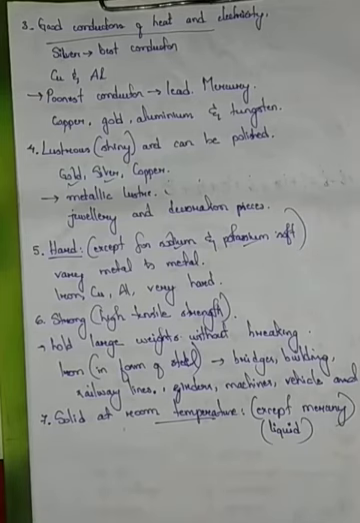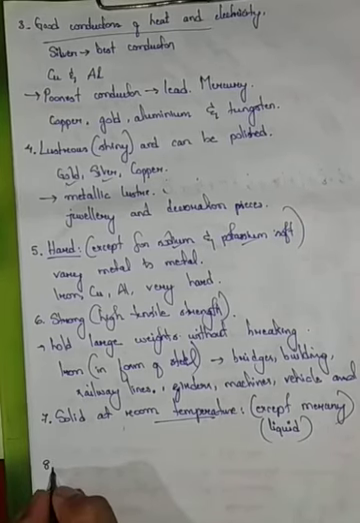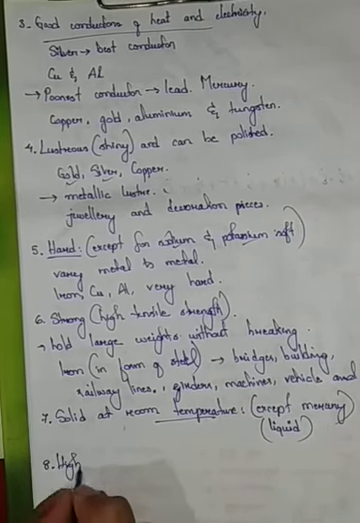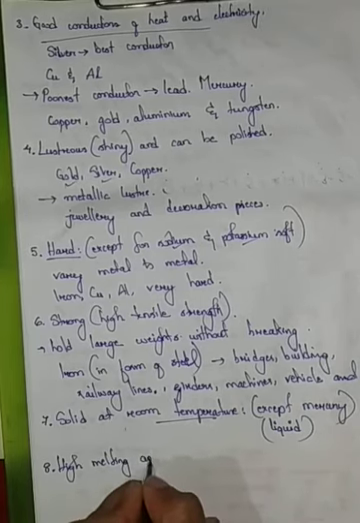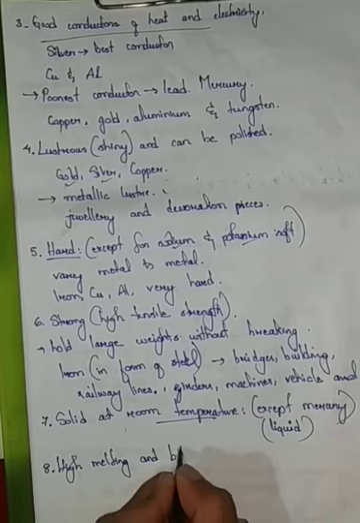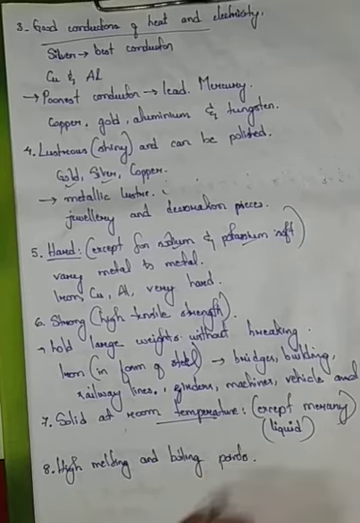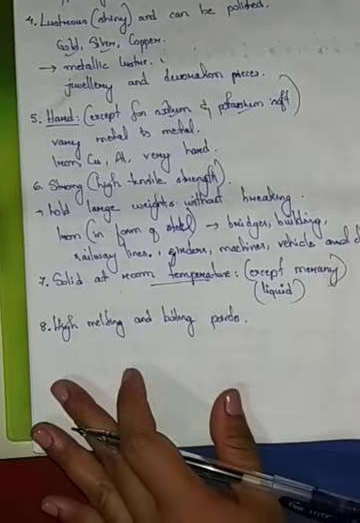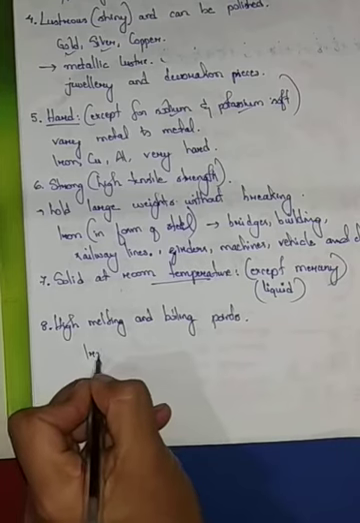Now, the eighth physical property is that metals generally have high melting and boiling points. This means that most of our metals melt or vaporize at very high temperatures. For example, iron metal has a very high melting point.